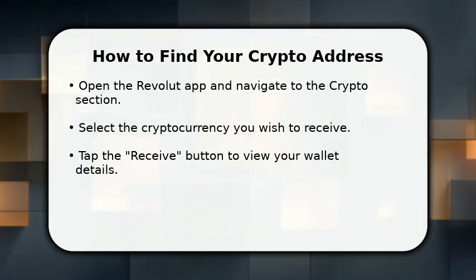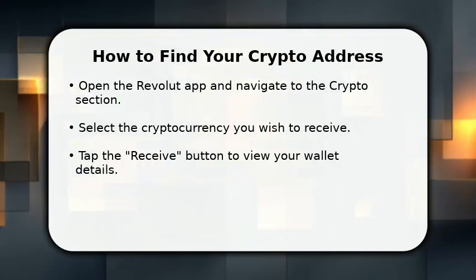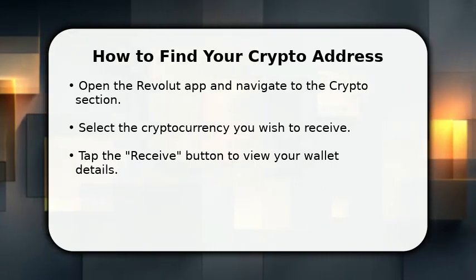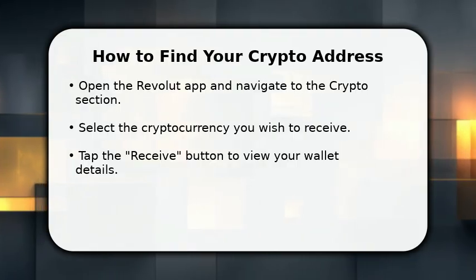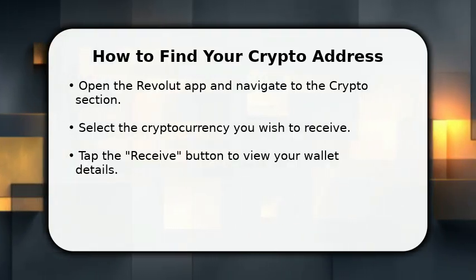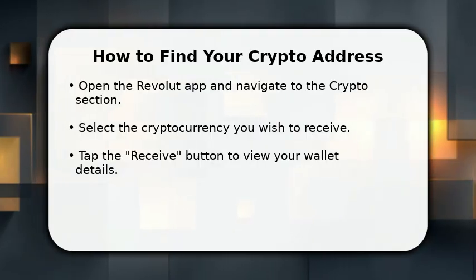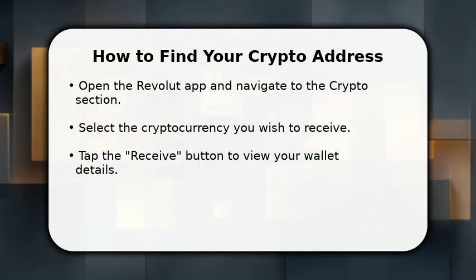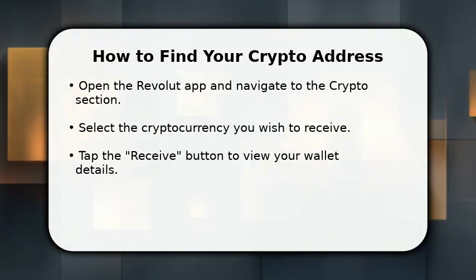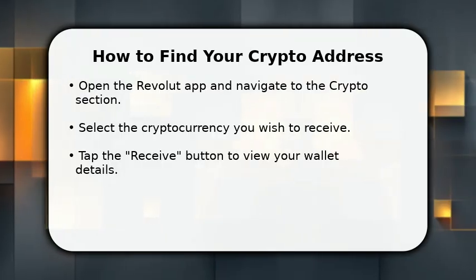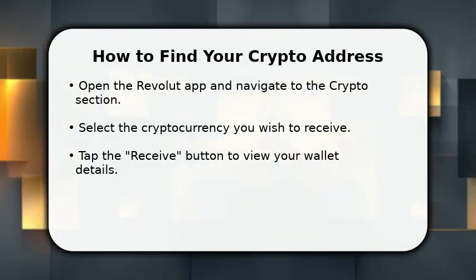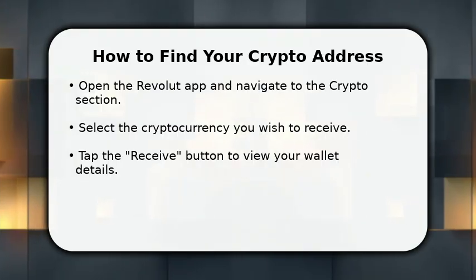Enjoy the video. In this video, I will explain how to find your crypto wallet address on Revolut. First, open your Revolut app and head to the crypto section. Next, choose the specific cryptocurrency you intend to receive, such as Bitcoin or Ethereum. Then, simply tap the Receive button, which will display your unique wallet address for that particular digital asset. This is your first step to securely receiving funds.